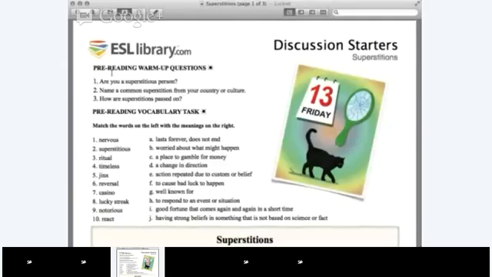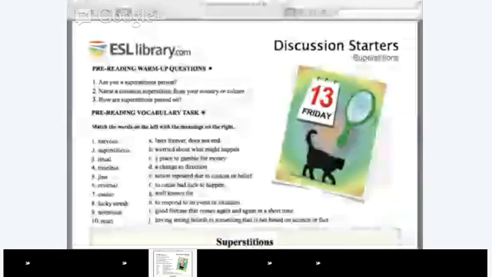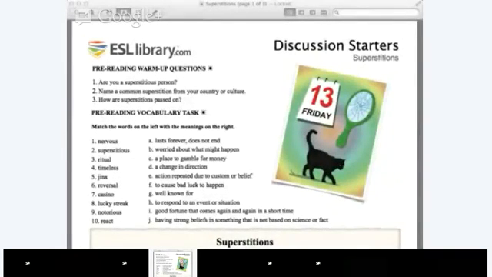So we're going to be talking about superstitions. Can anyone tell us what is a superstition? It's like a fear from a specific thing. Yeah, it's a fear of a specific thing. Like a myth? Yeah, more on the side of a myth.